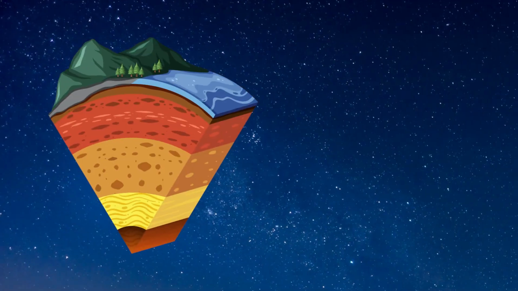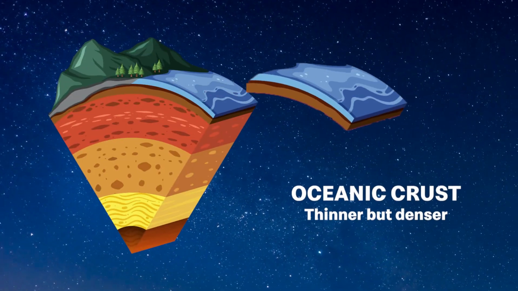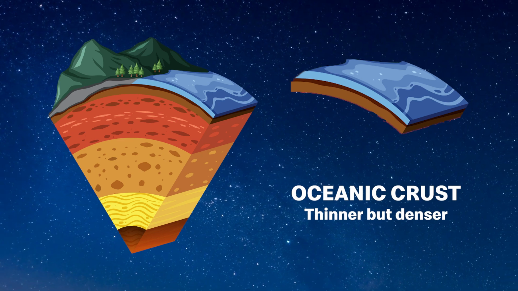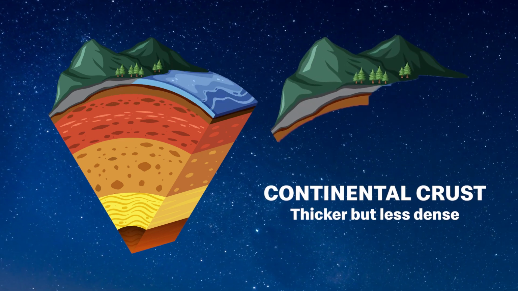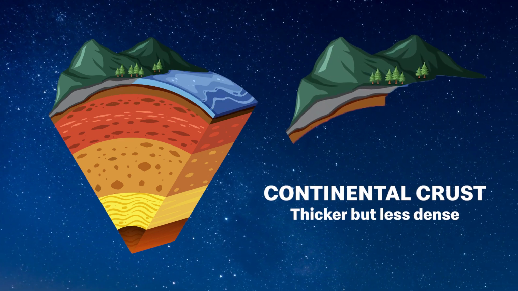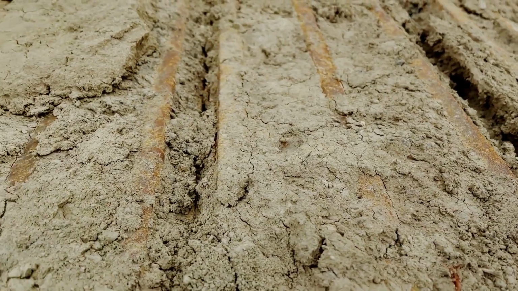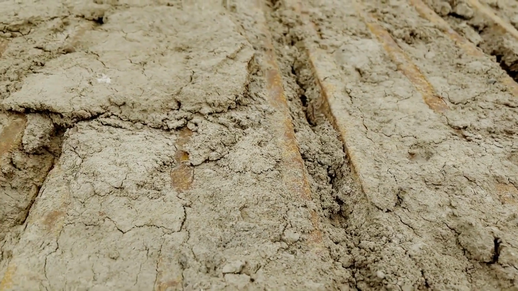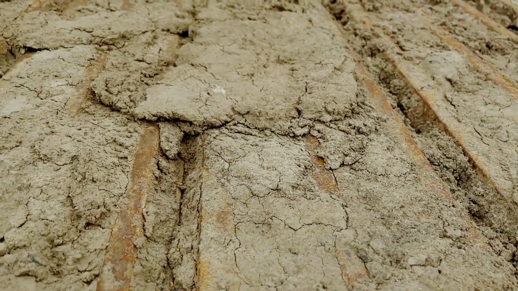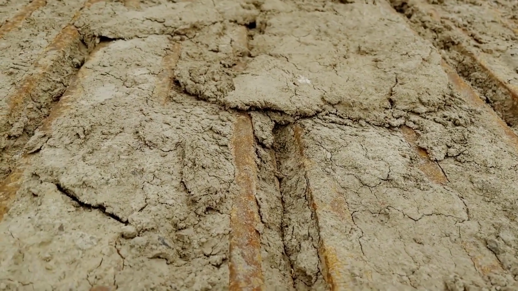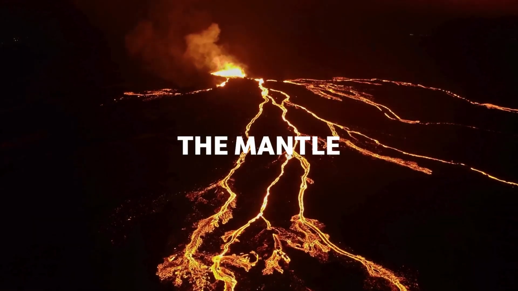The crust includes two main types: the oceanic crust, which is thinner but denser, and the continental crust, which is thicker but less dense. The crust contains major components such as silicates and minerals, serving as a protective layer for the deeper layers. The mantle.